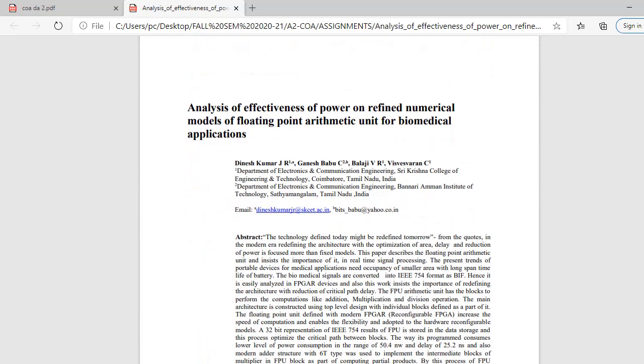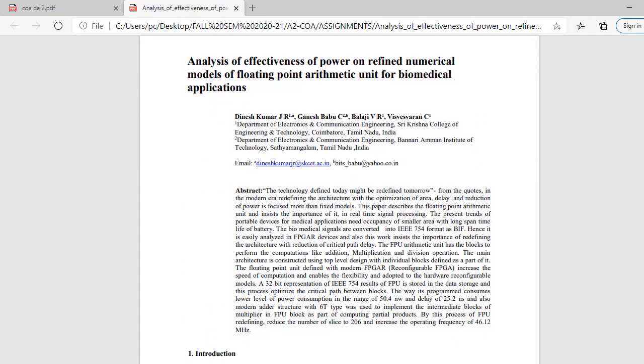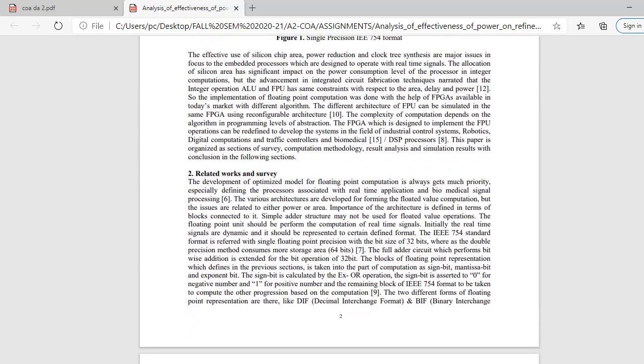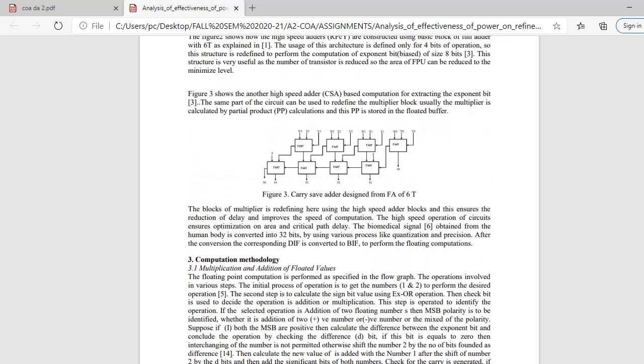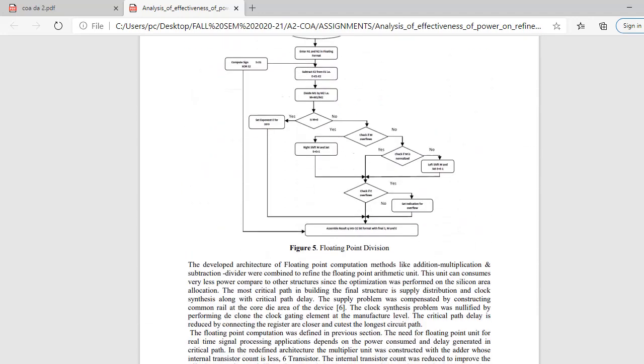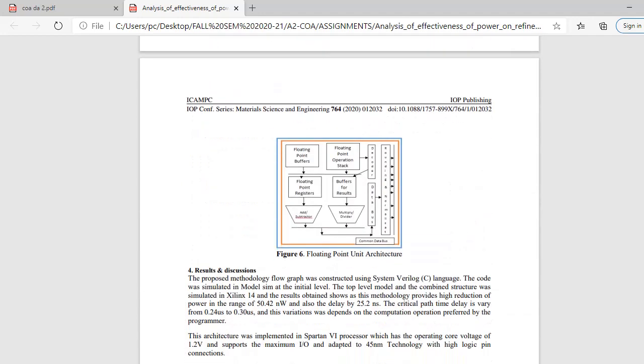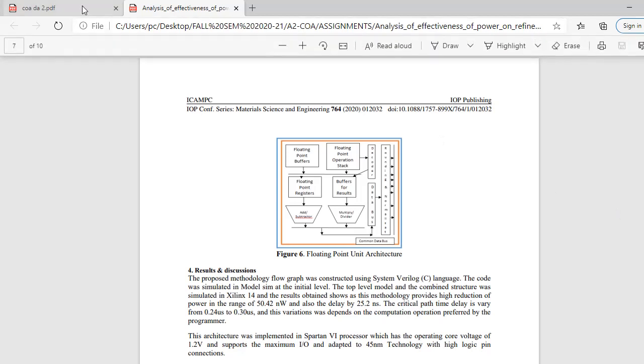Coming to the internal diagrams question, according to my journal paper, I have the internal diagrams like the full adder circuit designed with a 6-tree structure and also a carry save adder. And coming to the floating point architecture, I have some buffers, a floating point operation stack, and also registers. So these are the internal diagrams which I chose to draw in my digital assignment.